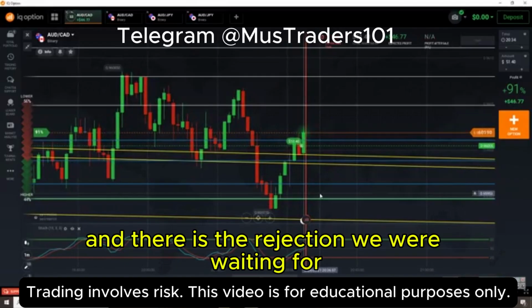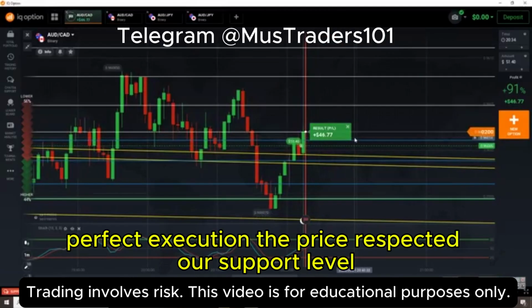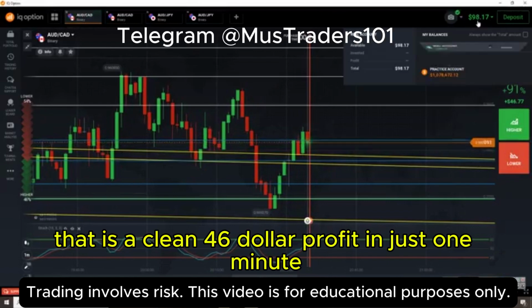And there is the rejection we were waiting for. A strong push up in the final seconds. Perfect execution. The price respected our support level exactly as predicted. That is a clean $46 profit in just 1 minute.